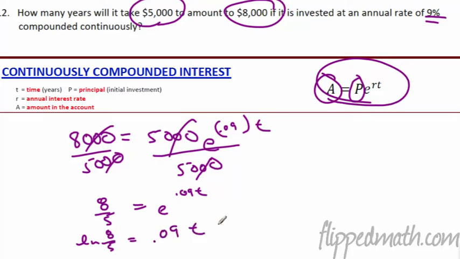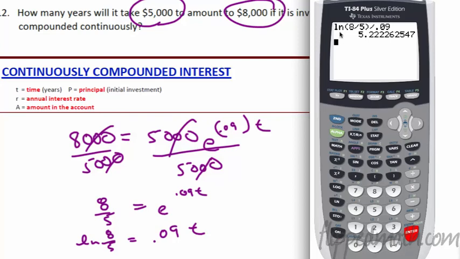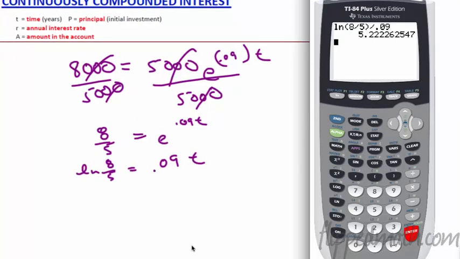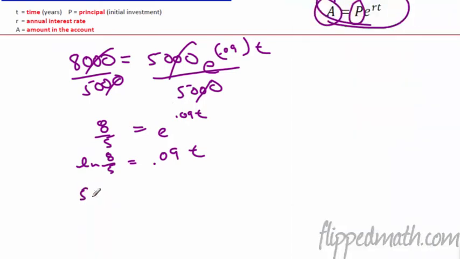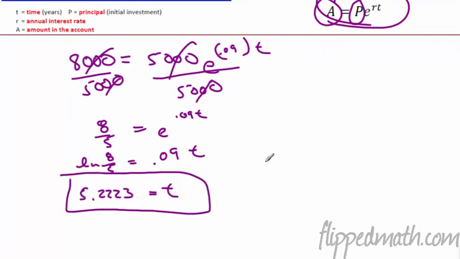Here's where the calculator comes in. And if you put in your calculator, the natural log of 8/5, remember that's because these zeros cancel, 8,000 over 5,000 reduces to 8/5. That divided by 0.09, after we take the natural logs, that should give us 5.2223. So time is going to equal 5.2223. That's the time in years. Then you have to do a does this make sense check, common sense check.